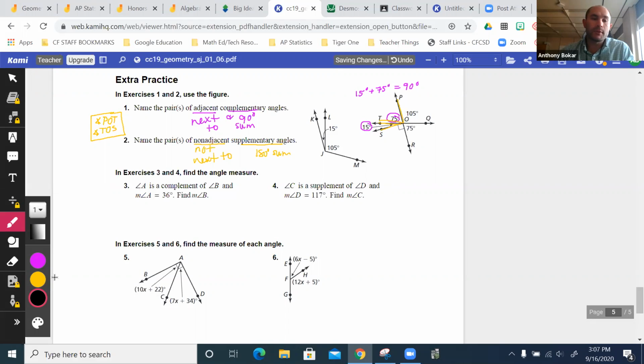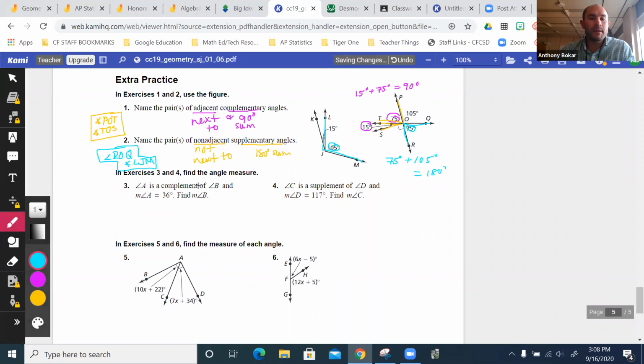However, I could use this 75 degrees, which is angle ROQ. So angle ROQ is 75 degrees, and I can use it with this 105 over here, which is angle LJM. So angle LJM, not BM. These two, 75 plus 105, is 180 degrees. So they are supplementary. They are not next to each other, so those would count. That's an example of something like that.